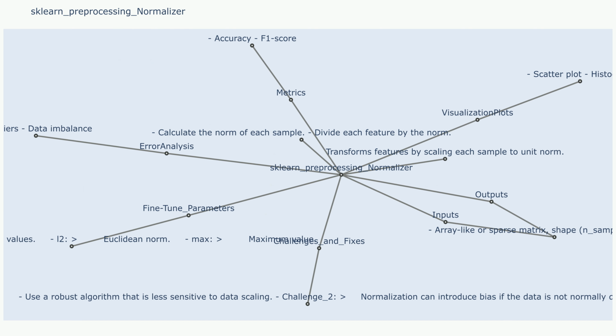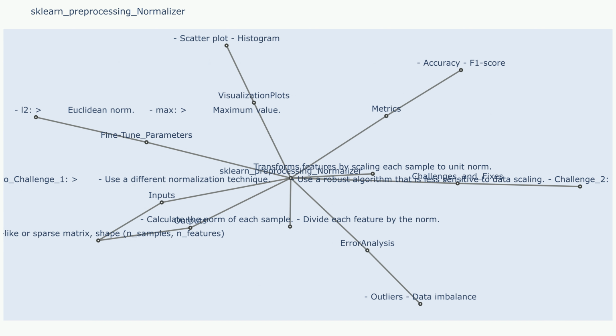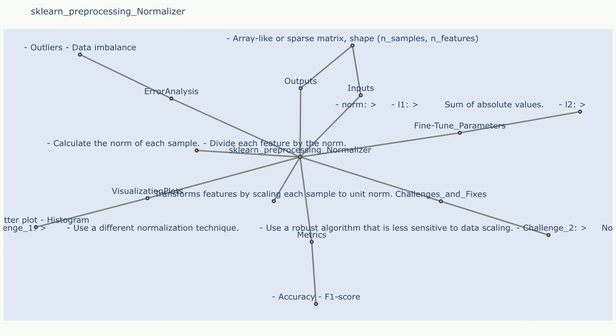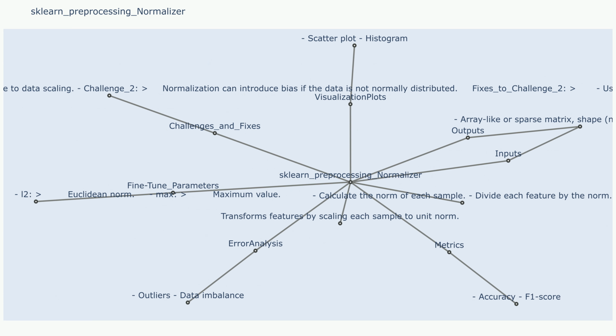Sample use case that resulted in challenge 1. Imagine a dataset with features representing salaries. A few individuals with extremely high salaries might disproportionately affect the normalization process, leading to inaccurate results for most other individuals. Fixes to challenge 1. Consider using robust scaling methods like robust scaler or quantile transformer, which are less sensitive to outliers.